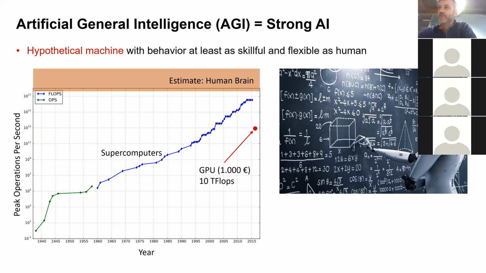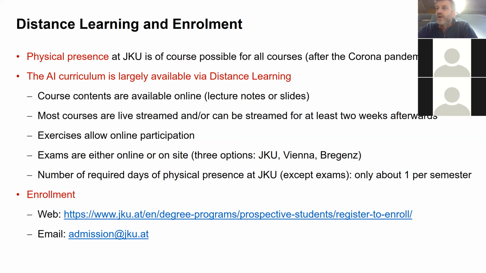So the number of required days of really physical presence at JKU, except for the exams, is only about 1 per term. And with the exams, it's maybe around 5 times that you really need to come. The rest you could do in our distance learning mode. But let me still repeat, we very much welcome, and I think at least half of the students live in Linz and do come. So we are very happy that lecture halls are full and there's direct participation with the teachers.